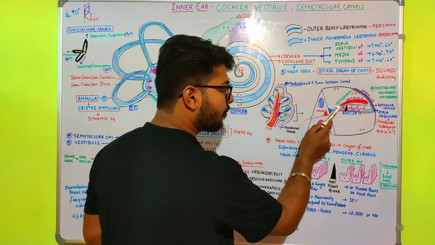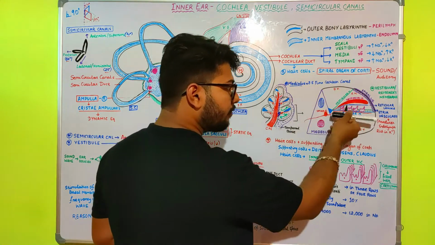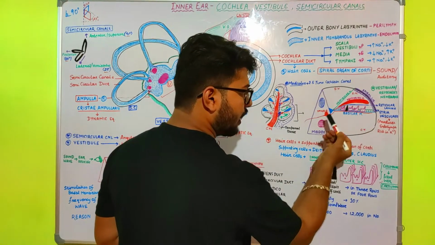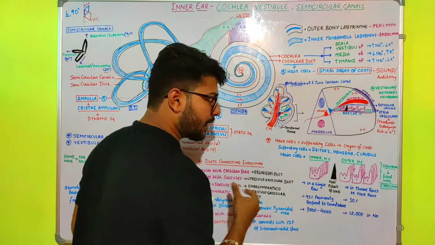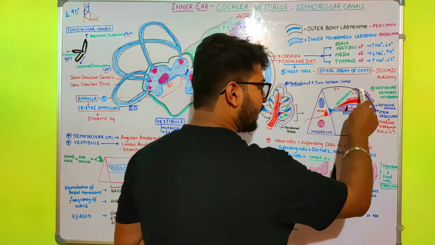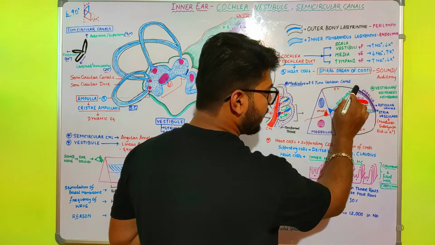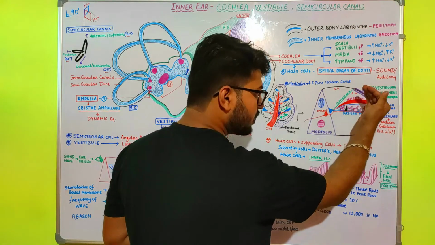The vestibular membrane separates the scala vestibuli and scala media. Then on its inferior part, we have the basilar membrane. The blue line structure here you can see is the basilar membrane. And to its lateral side, we have two structures. One is the spiral ligament.